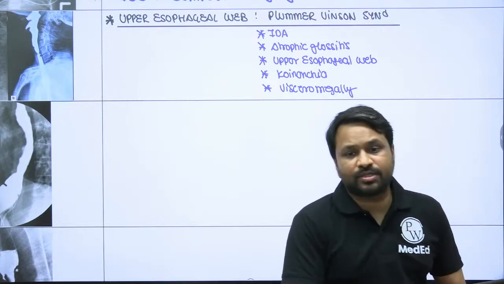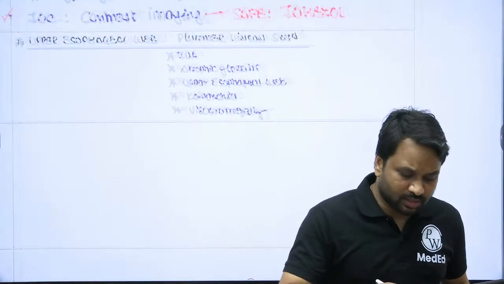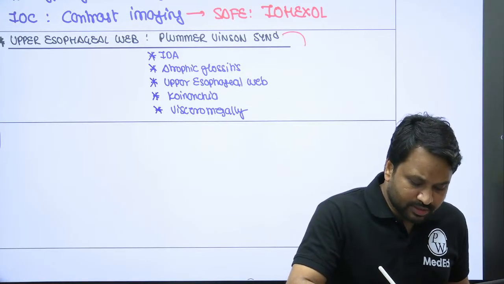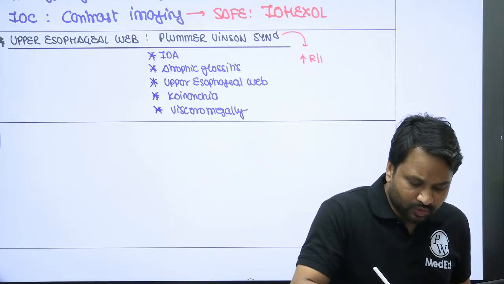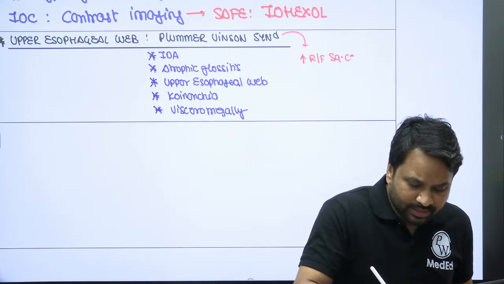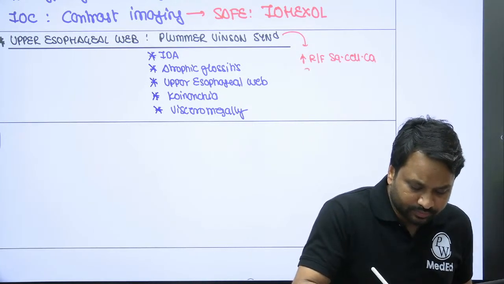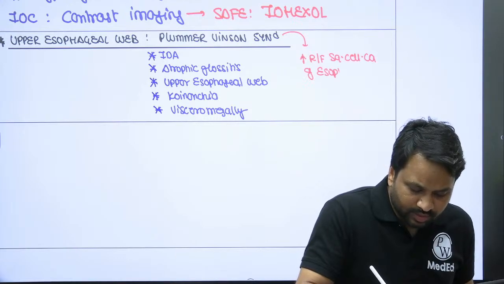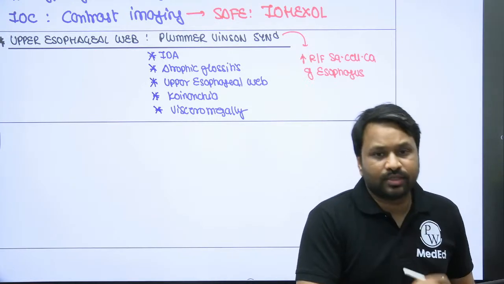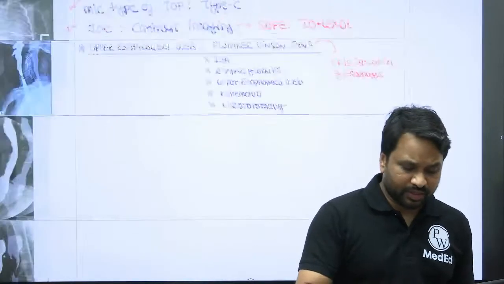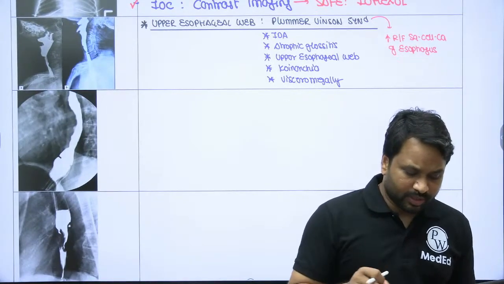Now, Plummer-Vinson syndrome increases the risk for esophageal cancer. It increases the risk for squamous cell cancer of the esophagus. Right, that is about your upper esophageal web.